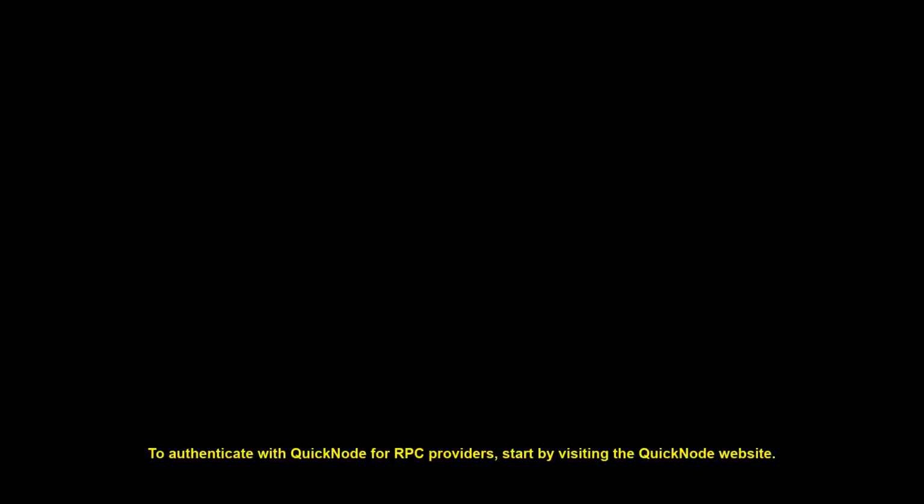To authenticate with QuickNode for RPC providers, start by visiting the QuickNode website. Create an account if you don't already have one. Log into your QuickNode account. Once you're logged in, navigate to the dashboard. In the dashboard, locate the Create Endpoint button and click on it.